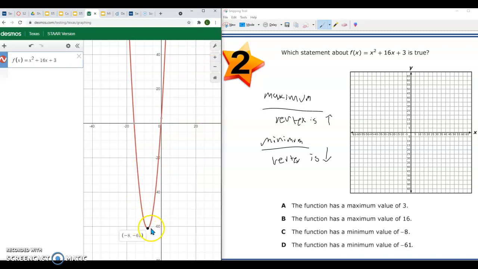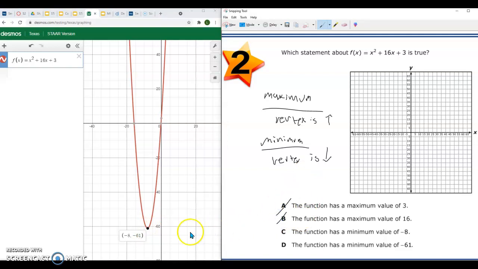Now, I clicked it right here. This point that I clicked is my vertex. This point, though, you've got to decide, is it the lowest point or is it the highest point? Well, if I look at this graph, this seems to be the lowest point. I can't go any lower than this, right? So this point right here is a minimum. So when I come to my answer choices, I can eliminate A and B.